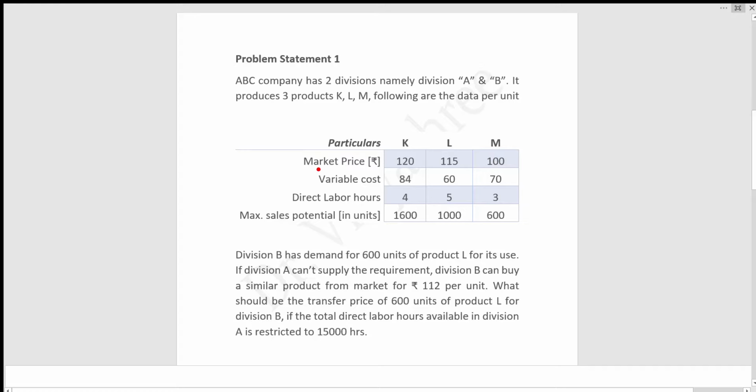Market price is nothing but the selling price per unit. Variable cost per unit is given. And the direct labor hours per unit is given. Then you can see here maximum sales, that is in units, provided for all three products.